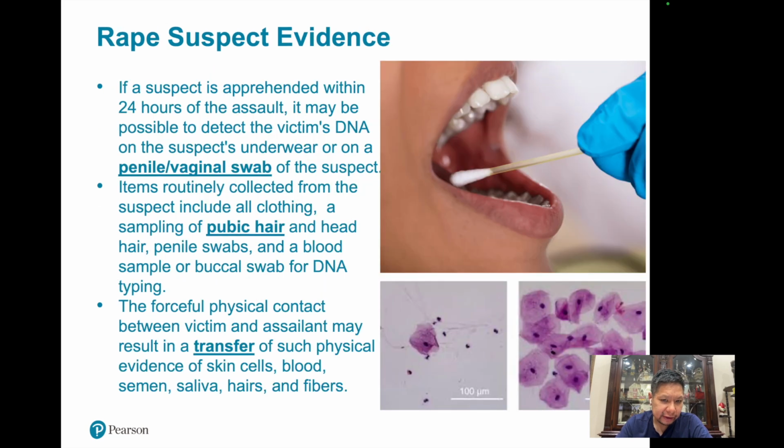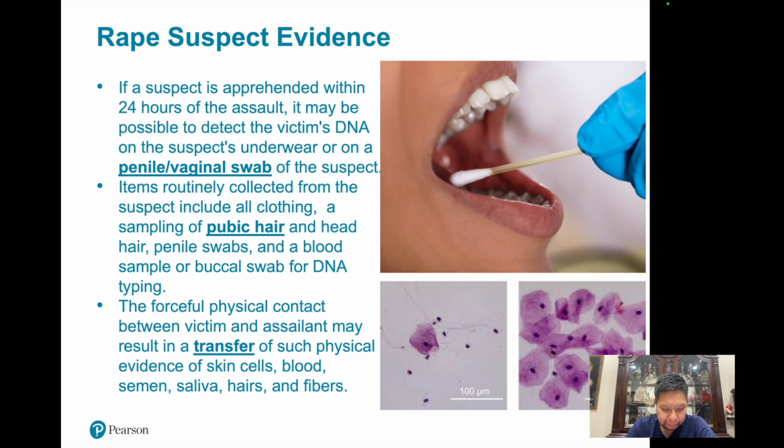So we also collect evidence from the suspect as well. Sorry, I didn't mean to move my laptop there, but we also collected from the suspect. And hopefully the suspect has been apprehended within 4 hours of the assault because, just like the victim, the suspect could wash their hands or take a shower and we'd lose all our evidence, right?